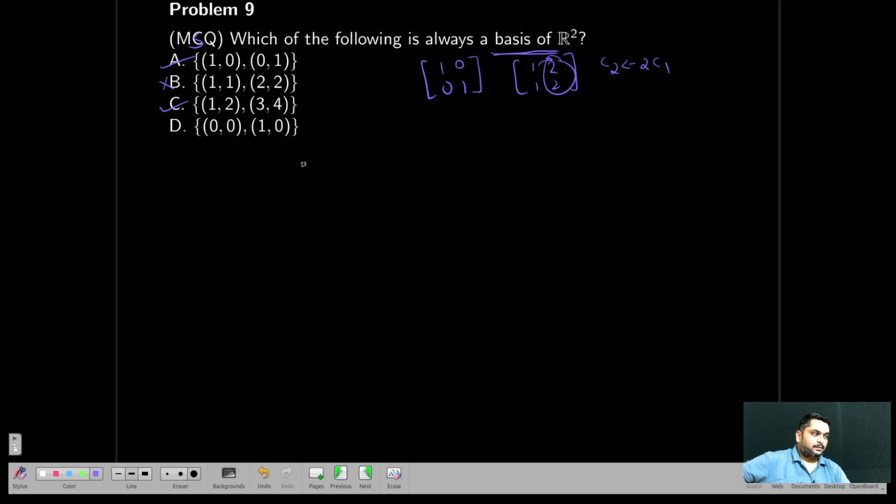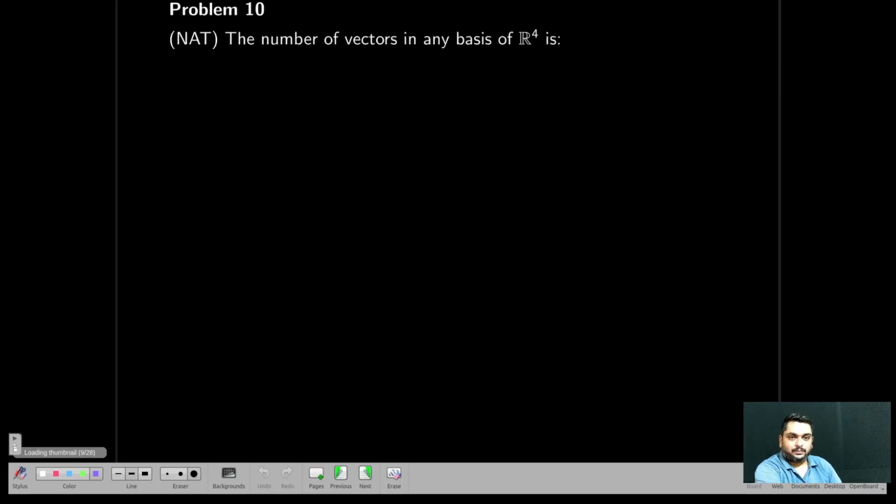Next, 0 0 1 0. The basis cannot contain the 0 vector. Wrong. The basis cannot contain 0 vector. The number of vectors in any basis of R power 4 is, so what does that mean? R4 means we'll have V1, V2, V3, V4. So the answer is 4 only.